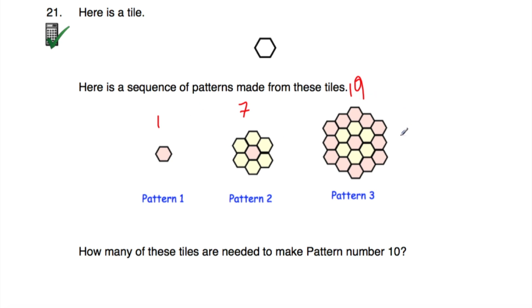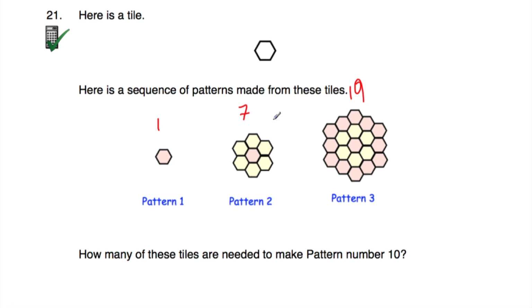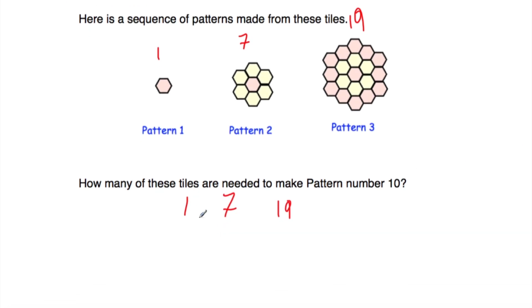Or we could do it by working out the nth term. And I'm going to use that approach. I'm going to work out the nth term. So we're going to find the nth term of this sequence, and we've got the sequence 1, 7, 19. It'd be quite useful if we had the next term, and as you can see, we're adding 6 and adding 12, so it's going to be add 18, which would be equal to 37.